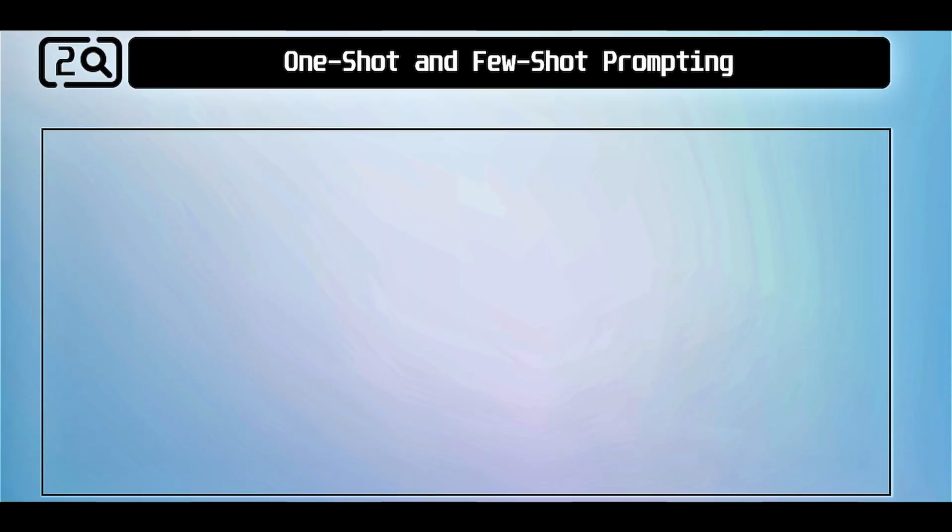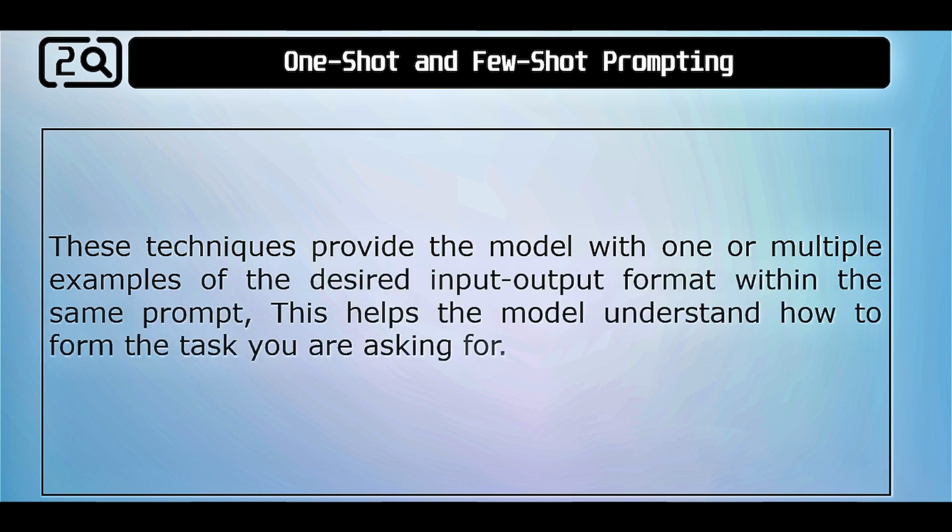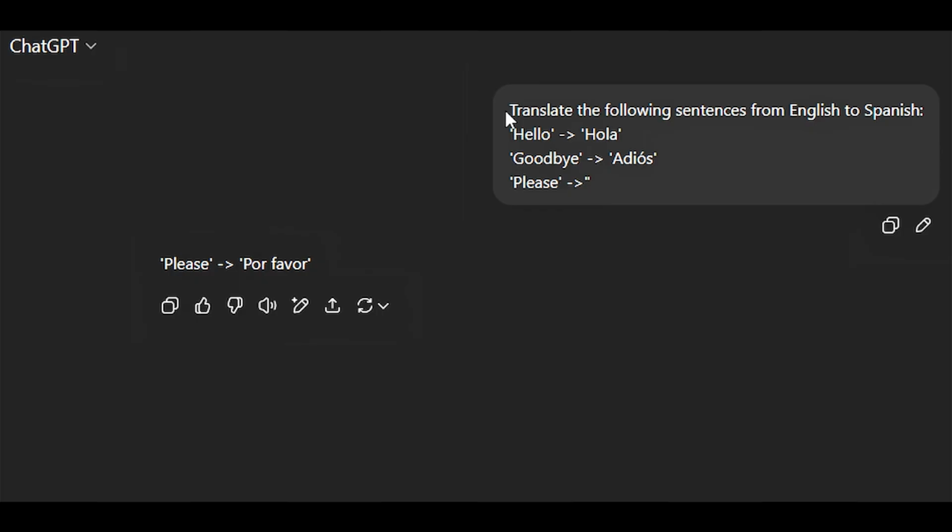The second technique we have is one-shot and few-shot prompting. These techniques provide the model with one or multiple examples of the desired input-output, and this is within the same prompt. This helps the model to understand how to form the task you are asking for. Here I have prompted the model with this query: translate the following sentences from English to Spanish, and please to. The answer I got is please to, por favor. As you can see, it follows the same structure as our prompt.